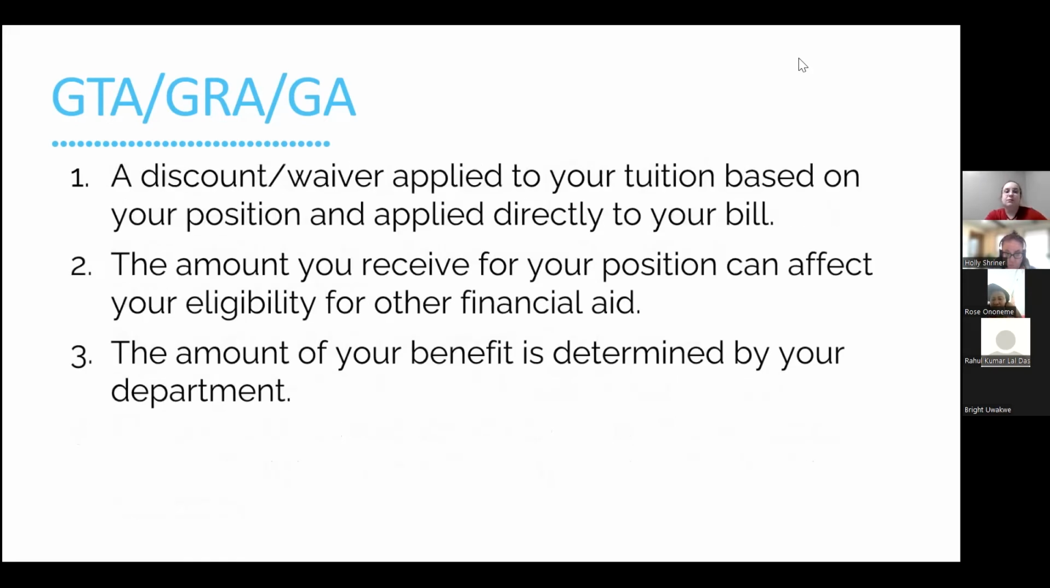And then through GTA and GRA positions, and GA positions, there's going to be discounts and waivers that can be applied to your tuition based off of your actual position and the bill that you have. So for me, when I was a graduate student at KU, I was a GA and I was an out-of-state student. And by being a GA, the waiver that they gave me was to have in-state tuition. So that's an example of what those positions could do to your tuition bill. And the amount is also going to be affected by your position.